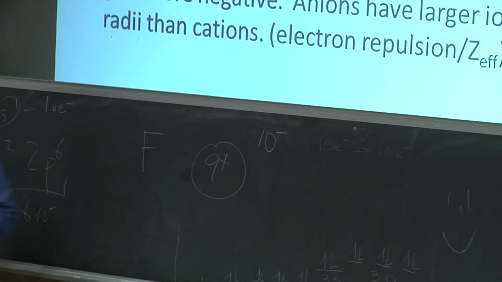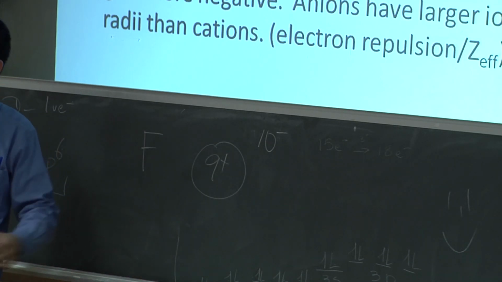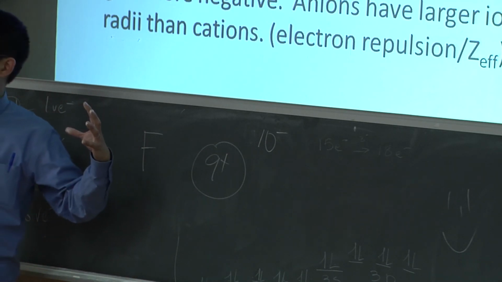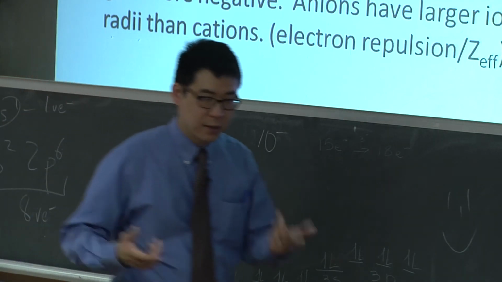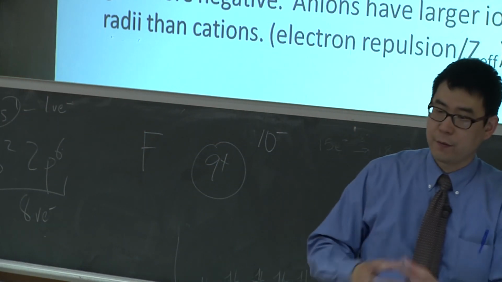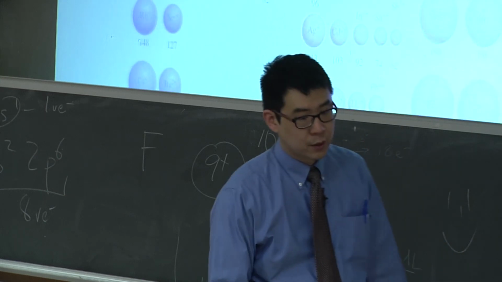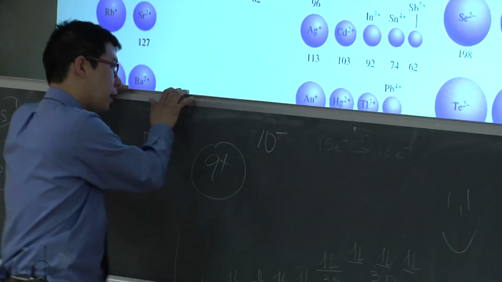So what's going to happen to the minus? The minuses are going to repel each other. There's not enough plus to pull them in, so the size is going to get bigger. And so for the more negative charge you have, the bigger the ions are going to be. So the trend looks something like this, right?